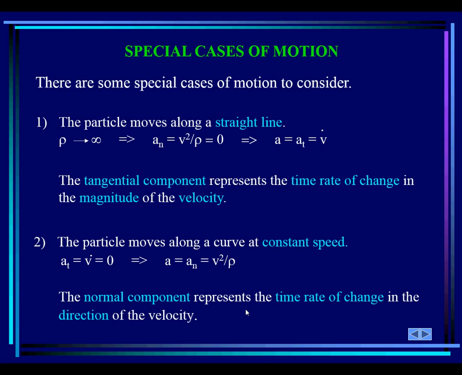Two, the particle moves along a curve at a constant speed. If this is true, constant speed indicates that we will have a normal acceleration of value v squared over r. The normal component in this case represents the time rate of change in the direction of the velocity, which means the time rate of change of momentum.